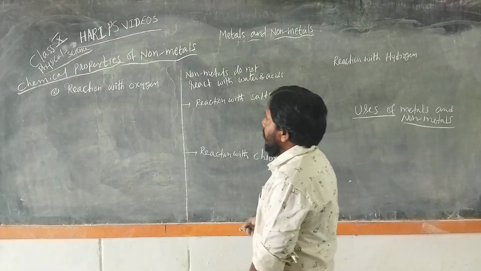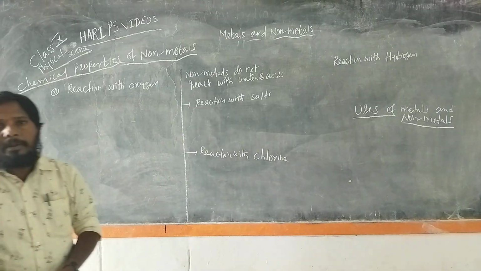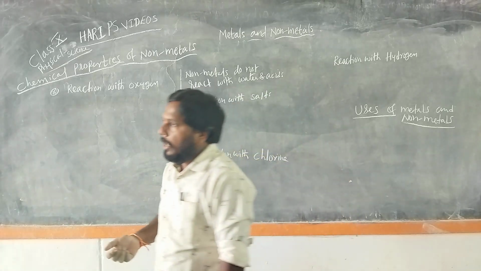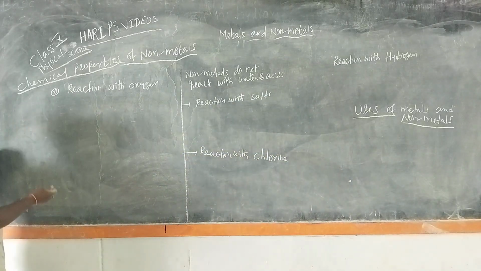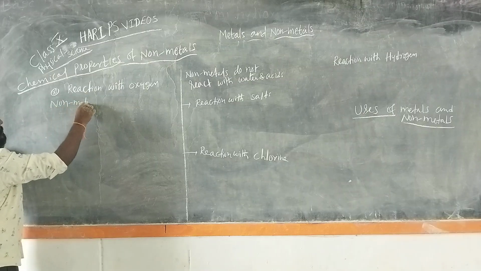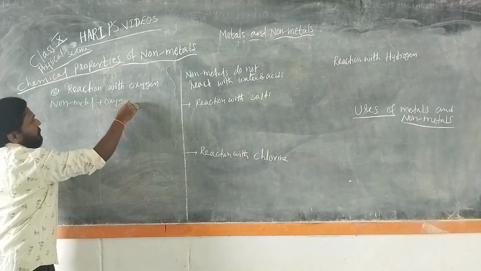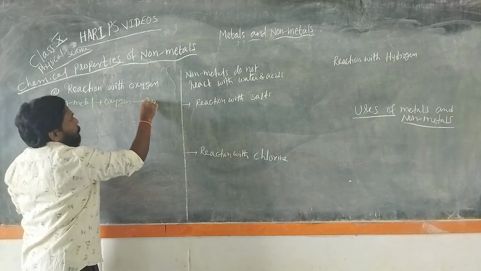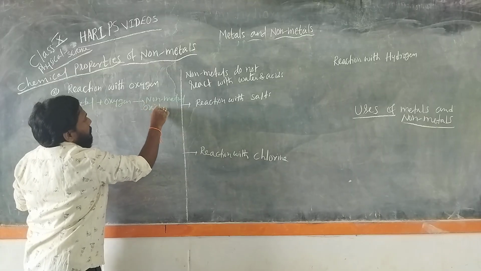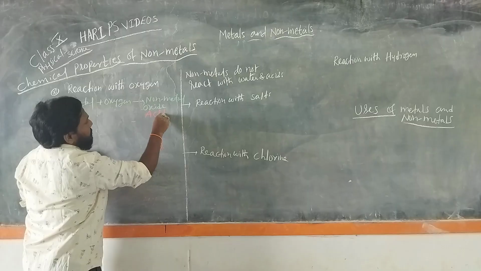Chemical properties of non-metals. First one, reaction with oxygen. What happens when non-metals react with oxygen? When non-metals react with oxygen, they give their respective non-metal oxides, which are acidic in nature.